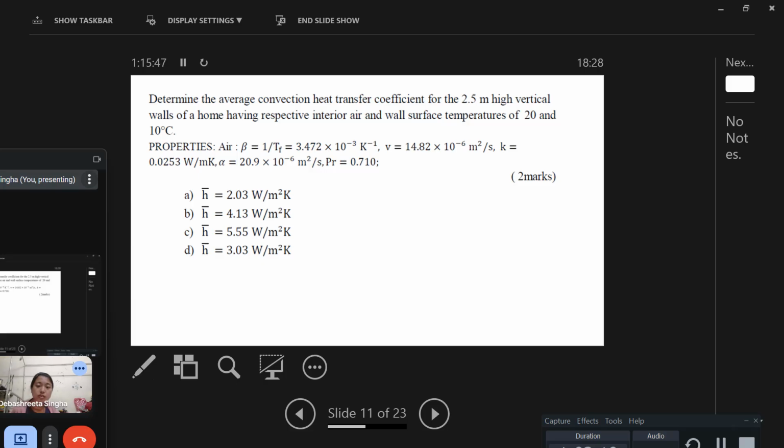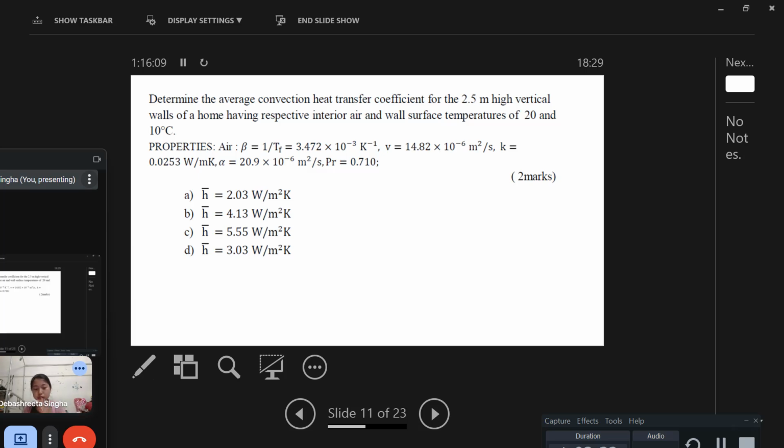This is the next question. Determine the average convection heat transfer coefficient for the 2.5 meter high vertical walls of a home having respective interior air and wall surface temperatures of 20 and 10 degrees Celsius.